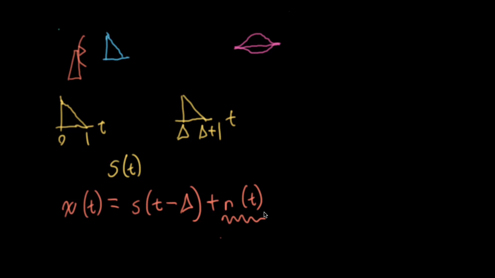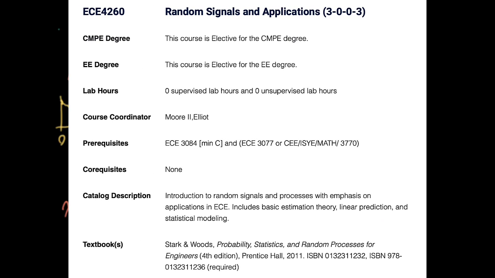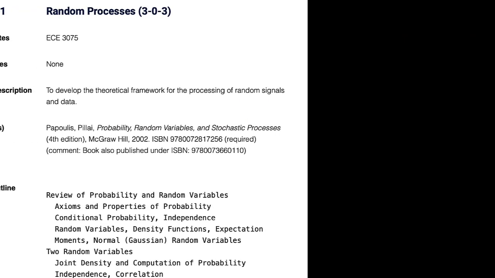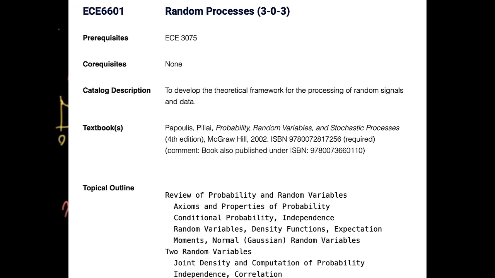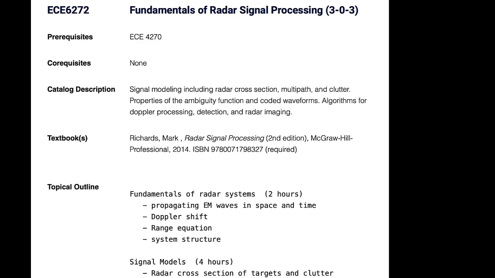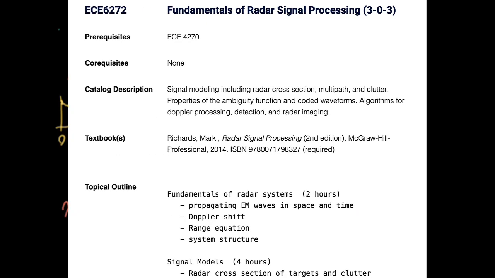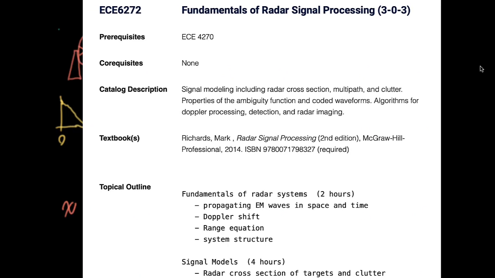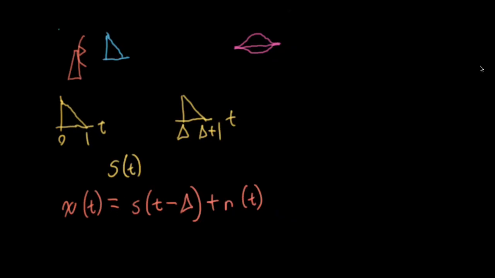If you want to dig more into this, you can take ECE4260, which is Random Signals and Applications, or at the graduate level, you can take ECE6601, and we also have a class on radar signal processing. Anyway, here I'm just going to hand wave about the noise. Now, the name of the game here is to figure out what this delay delta was.